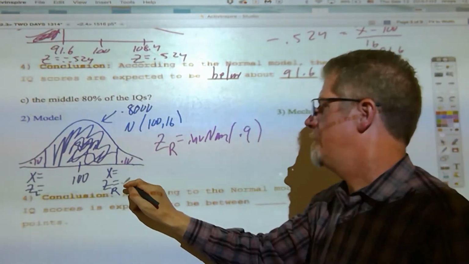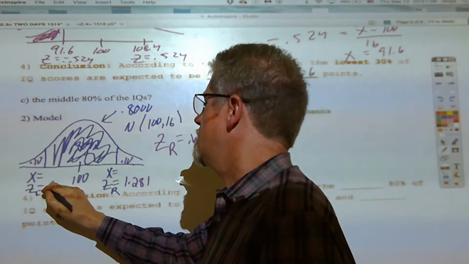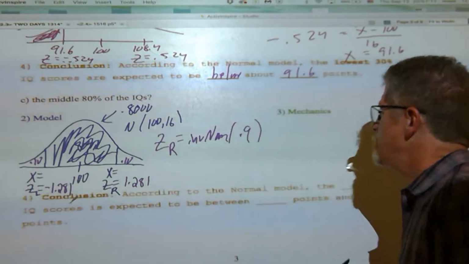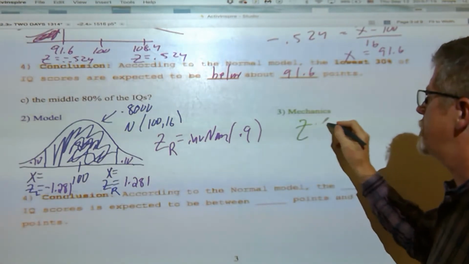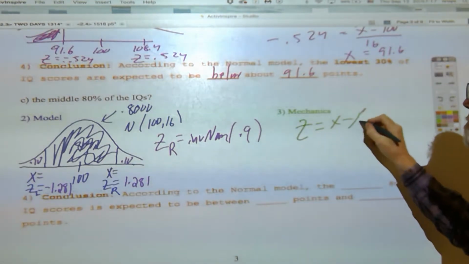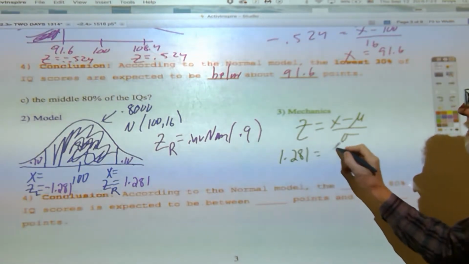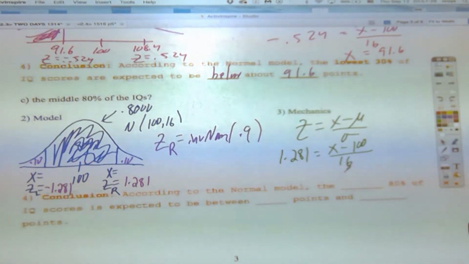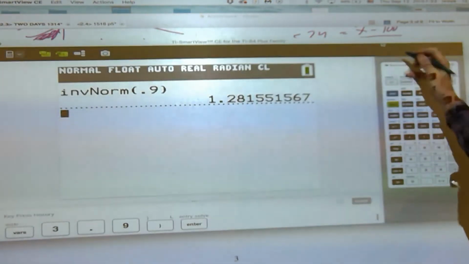Inverse normal 0.9 gives us a Z-score on the right of 1.281. That means the Z-score on the left is negative 1.281 by symmetry. And we can go to mechanics to find the X value. So please join me in writing Z equals X minus mu over sigma, using a Z-score of 1.281. We're solving for X when mu is 100 and sigma is 16. Go ahead and do, once again, the multiply by 16, add 100 routine. See if you can beat me to it.